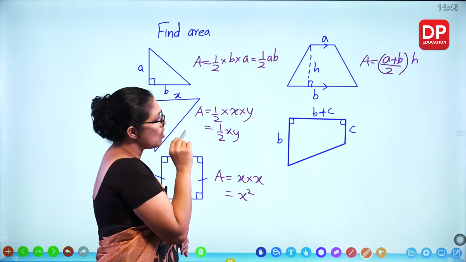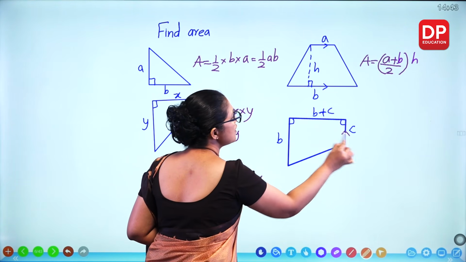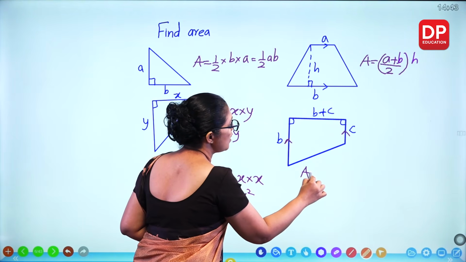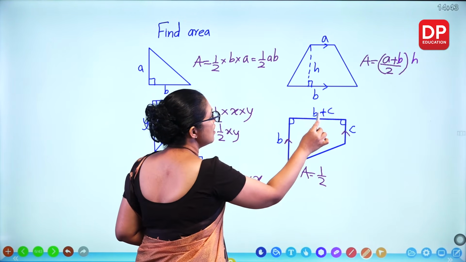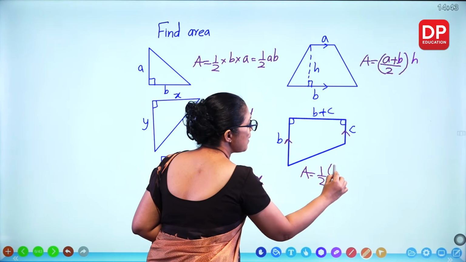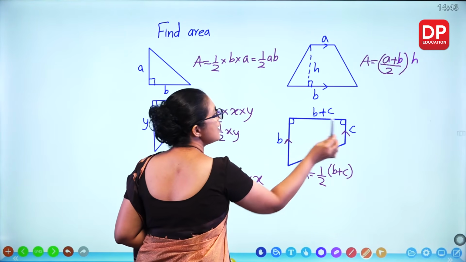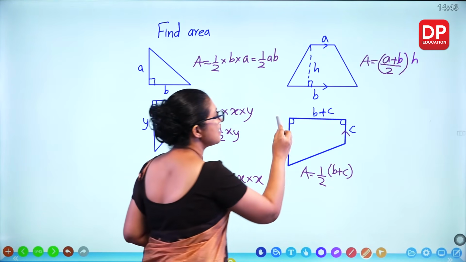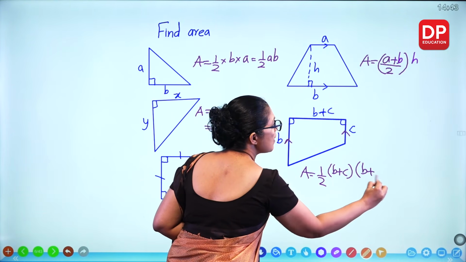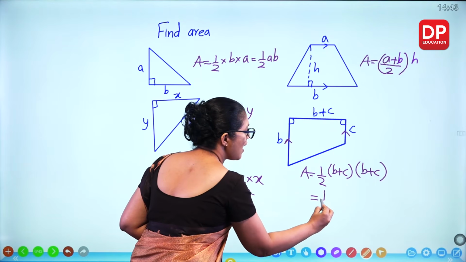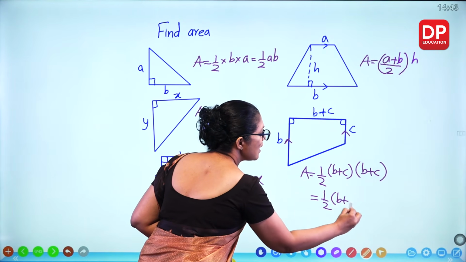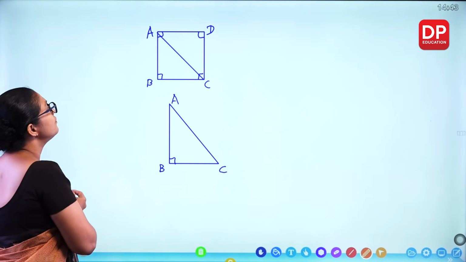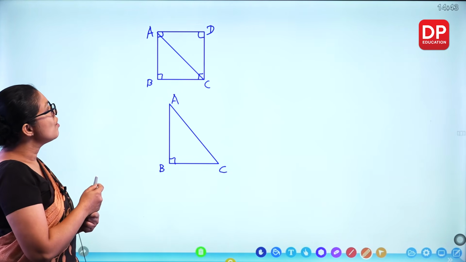What about this one? This is also a trapezium. These are the two parallel sides. So what's the area? Area equals half. What are the two sides? B plus C is the sum of the parallel lines. What's the perpendicular height? B plus C. B plus C into B plus C, you can write B plus C squared. Look at this one and we'll try to find out.